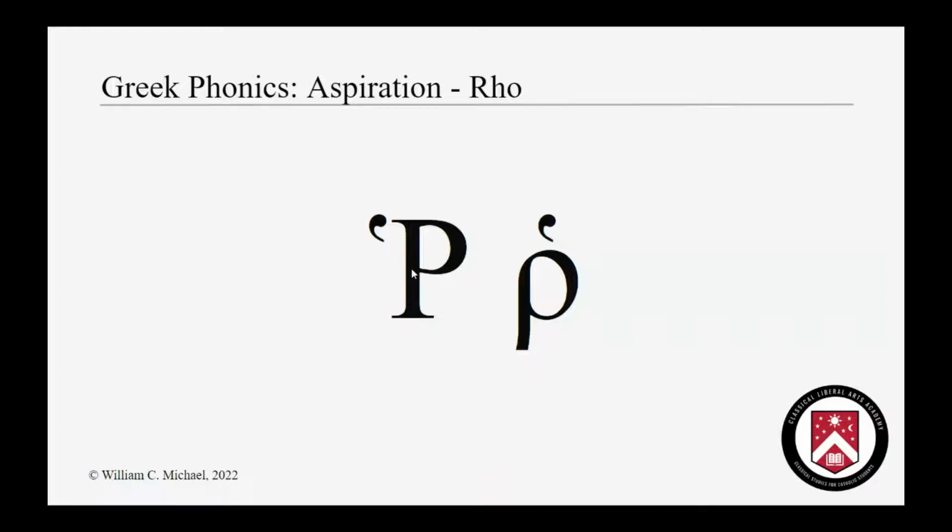So rather than reading this as r, we would actually read this as hra. That's the aspirated ro at the beginning of a Greek word. And you can see the lowercase form as well with the aspiration mark. Hra.